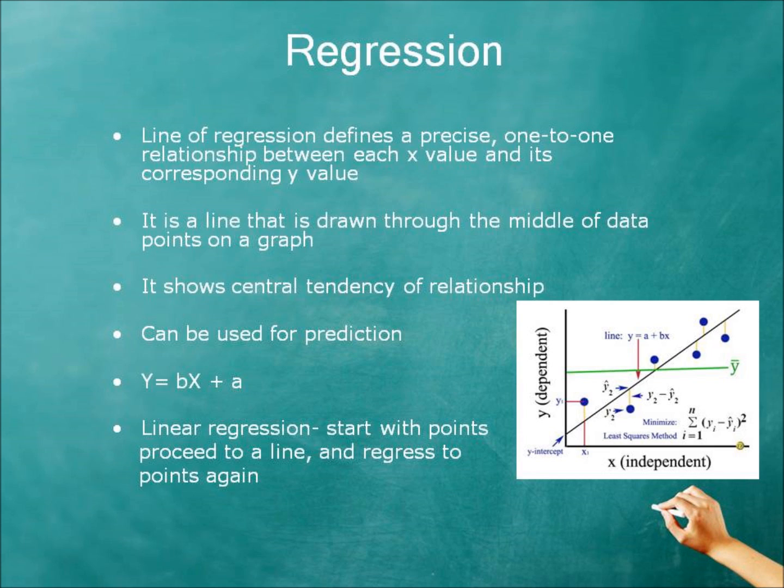A formula for regression is y equals bx plus a. The most common is linear regression. It starts with points, proceeds to a line, and regresses to points again. The diagram provides labels for the line of regression.